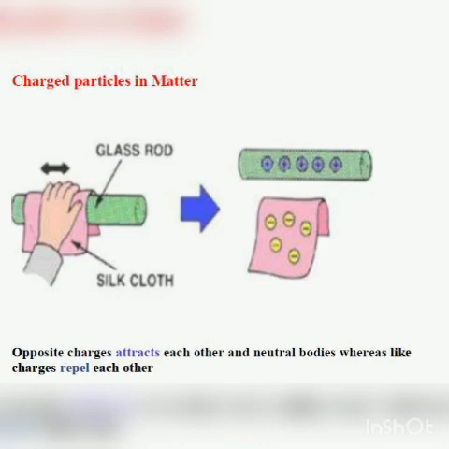And what are these round circles? These are actually the atoms. Okay, I hope it is clear. Till here everything is clear to you students, I hope. So still if you have any doubt, you can ask me. Here you can see it's written: opposite charges attract each other and neutral bodies, while like charges repel each other. Understood or no? This experiment we have done last year also.